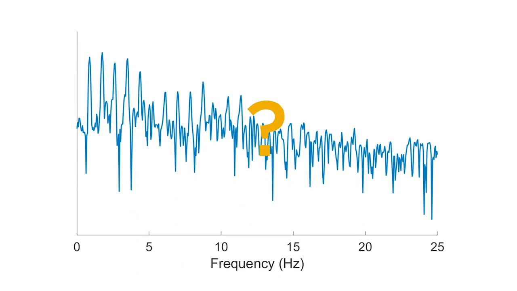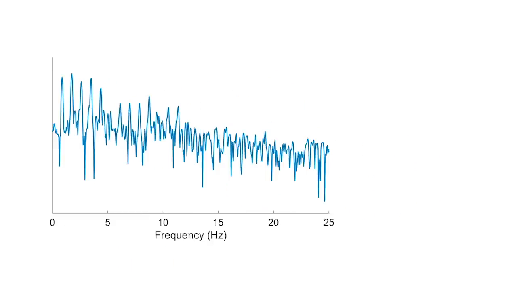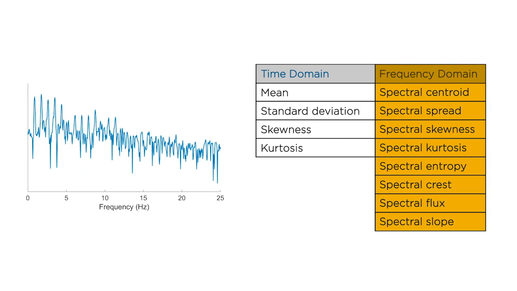So, how can spectral analysis help you to distinguish between two different types of activities? Well, there's a whole other class of summary statistics you can calculate once you have the spectrum. Instead of a mean, you can calculate a spectral mean, also called a spectral centroid. And instead of standard deviation, you can calculate a spectral standard deviation, which is also called the spectral spread.